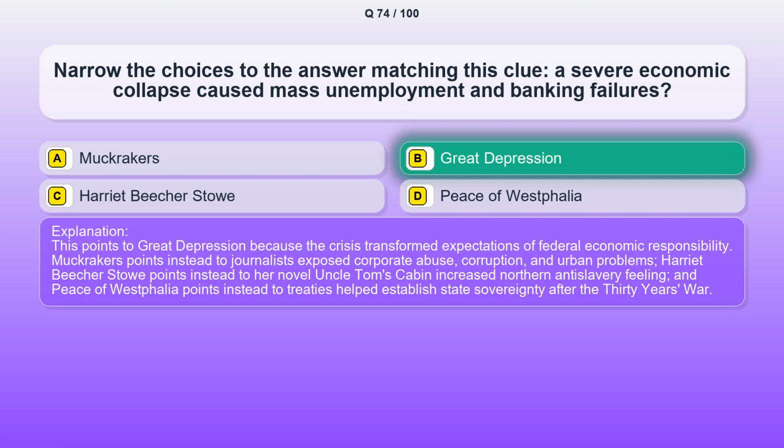This points to Great Depression because the crisis transformed expectations of federal economic responsibility. Muckrakers points instead to journalists who exposed corporate abuse, corruption, and urban problems. Harriet Beecher Stowe points instead to her novel Uncle Tom's Cabin increasing northern anti-slavery feeling, and Peace of Westphalia points instead to treaties that helped establish state sovereignty after the 30 Years' War.